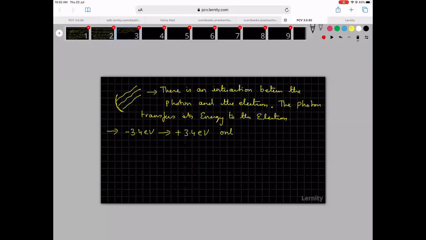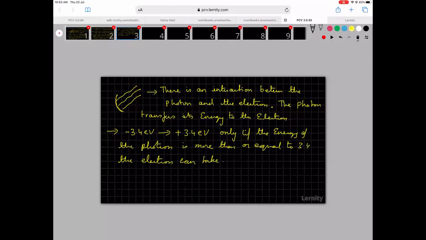So only if the energy of the photon is more than or equal to 3.4, the electron can take it. This is what is proved from the fact that not all radiations will give the photoelectric effect. Only those beyond a particular energy will give the photoelectric effect.